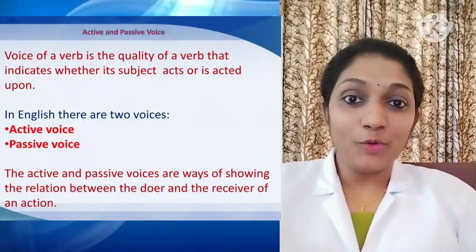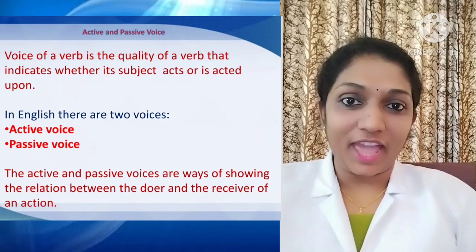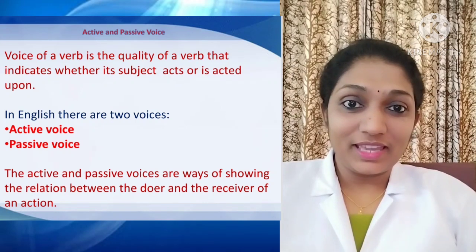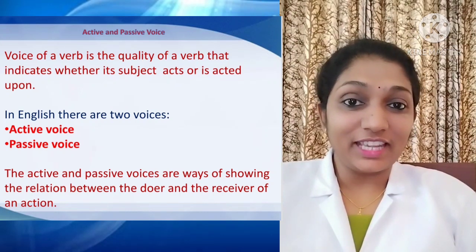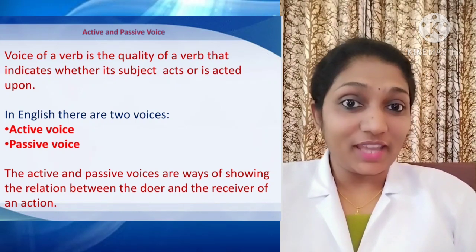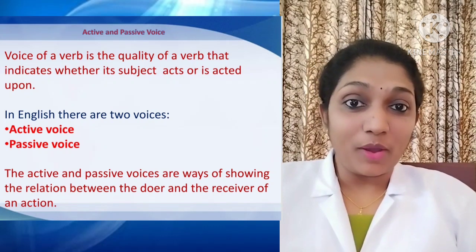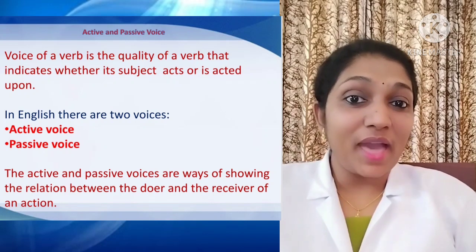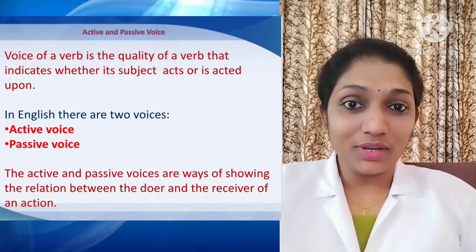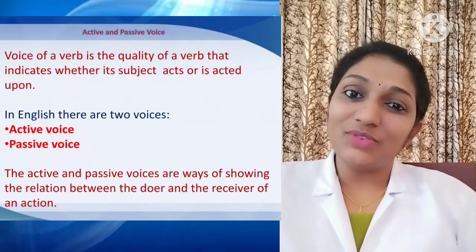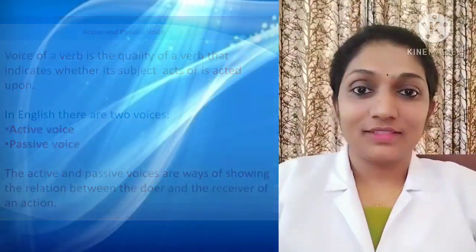In this video, we will study about active and passive voice. The voice of the verb is the quality of the verb that indicates whether its subject acts or is acted upon. In English, there are two voices. They are active and passive voice. Actually, they are ways of showing relationship between the doer and the receiver of the action.